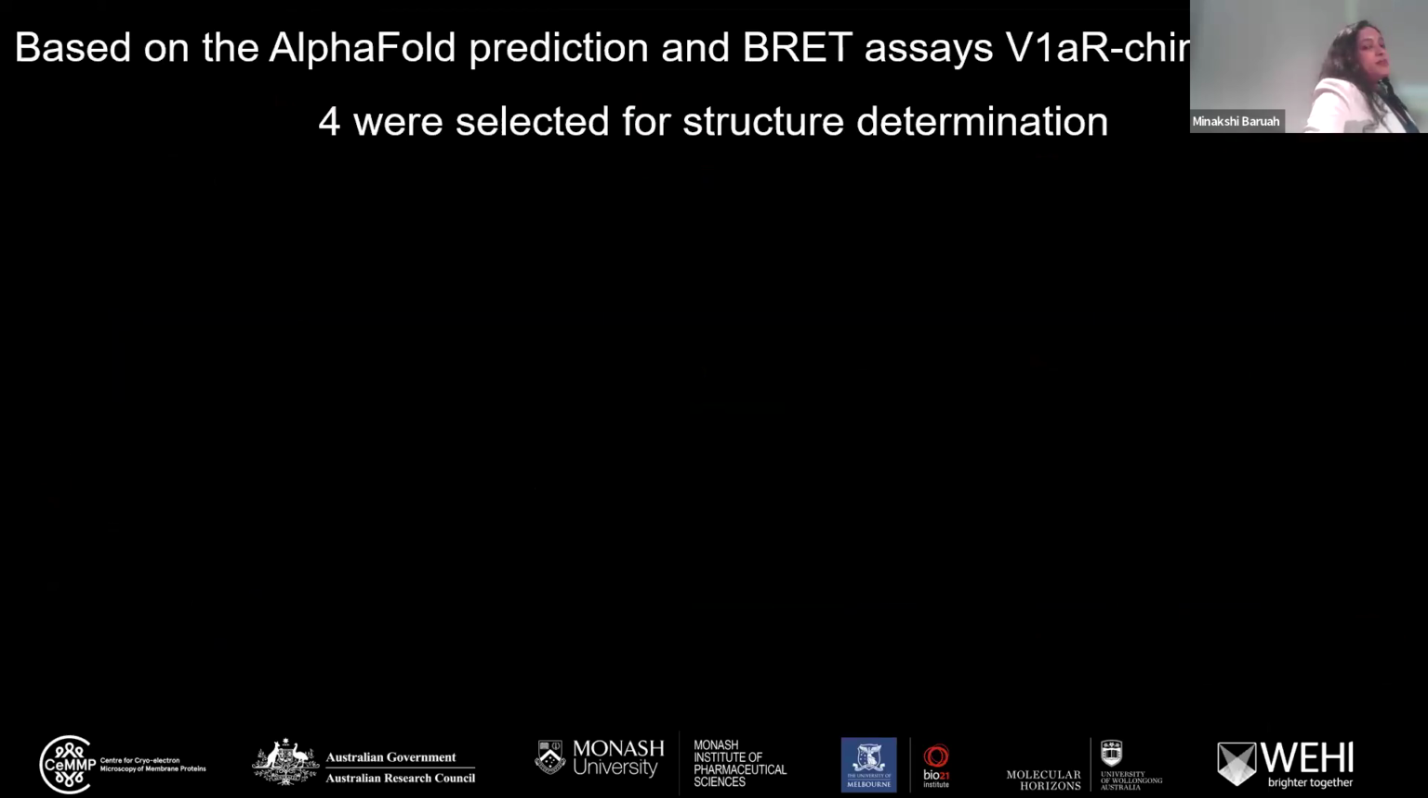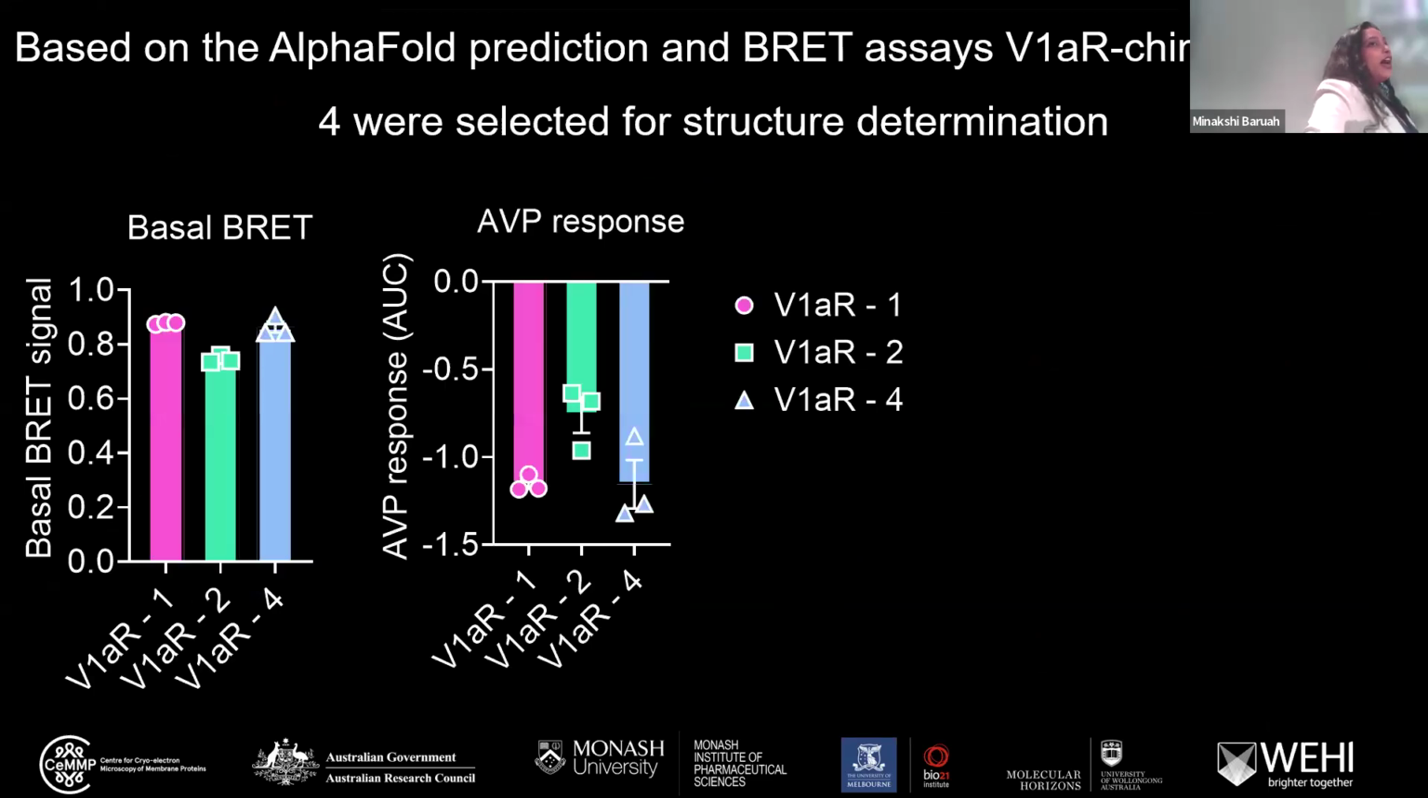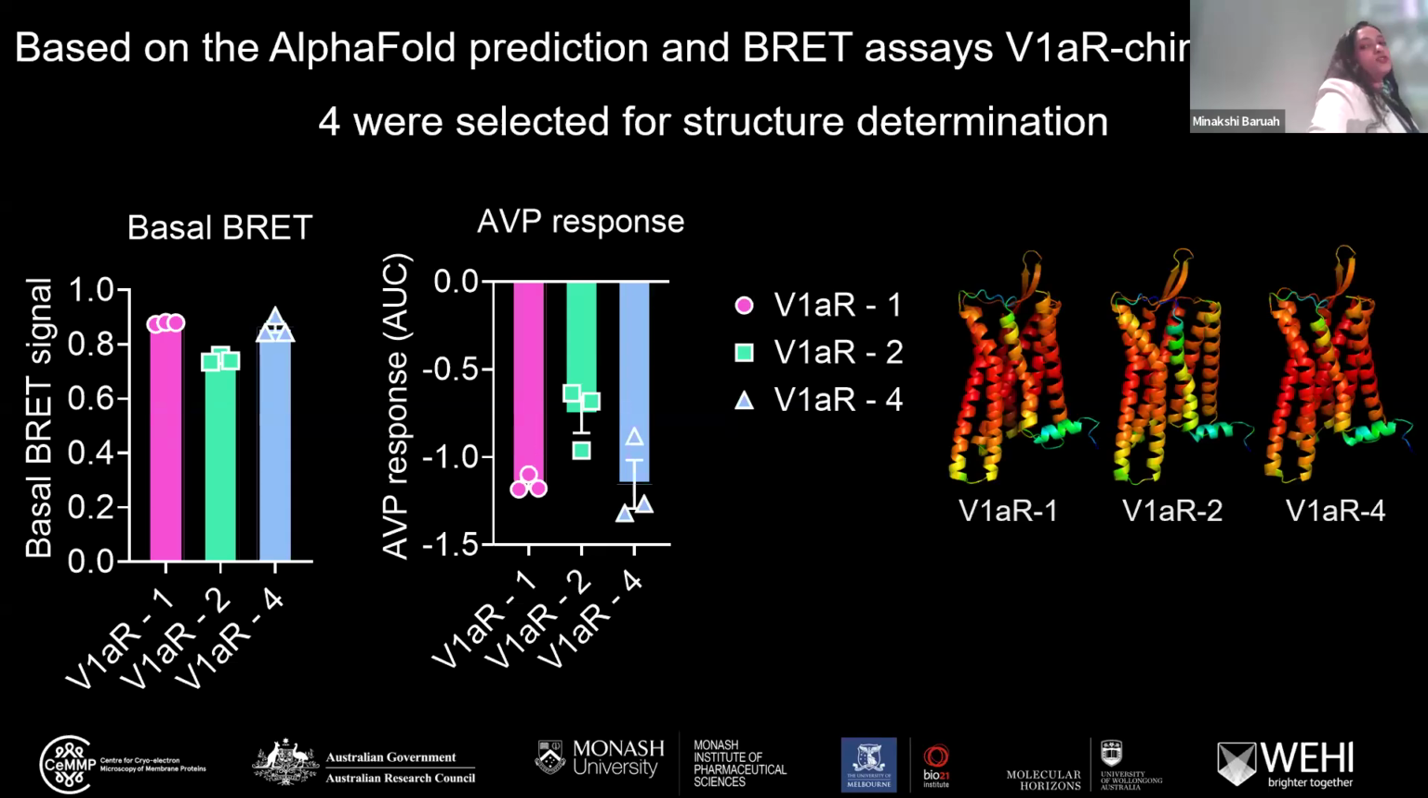So we performed these assays multiple times, and we found that constructs having higher basal BRET have higher AVP-induced BRET as well. And interestingly, they were predicted with a higher confidence score. I want to draw your attention to chimera 1 and 4. Chimera 1 and 4 showed a higher basal BRET in the absence of agonists, suggesting more nanobody 6 binding. Again, these two chimeras showed higher BRET in response to AVP, again suggesting more nanobody 6 engagement compared to chimera 2.